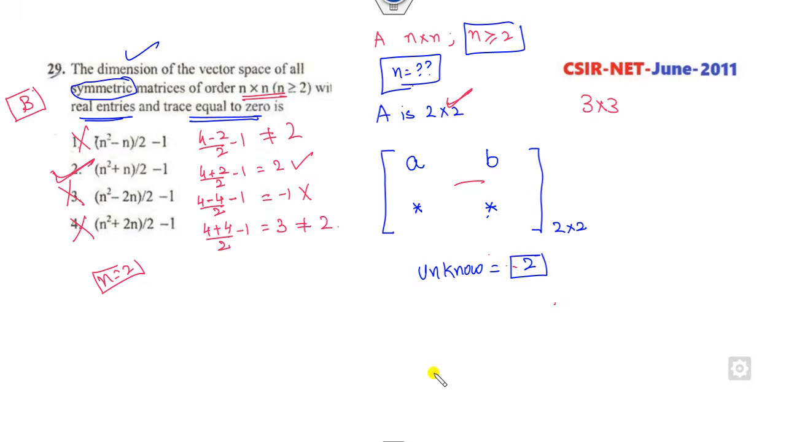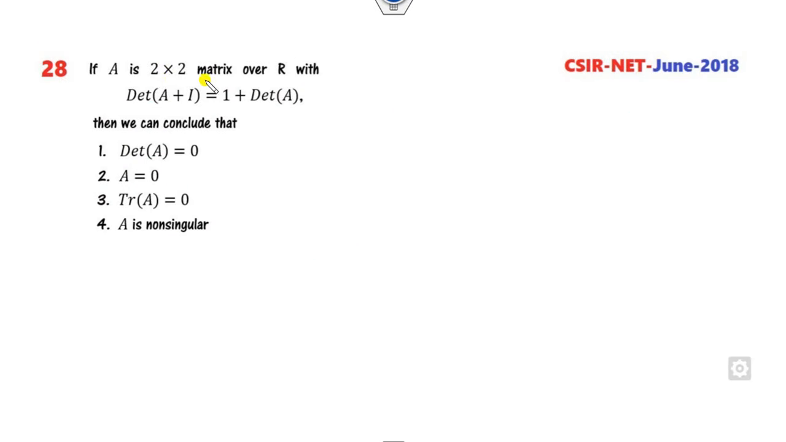Okay, now look at this next question. A is any 2 cross 2 matrix such that this will be here. That's very simple. Whenever there is a matrix, you can think about the eigenvalue. What are the eigenvalues of this? I can simply take lambda 1, lambda 2. What is the eigenvalue of A plus I? This is my eigenvalue of A plus I.